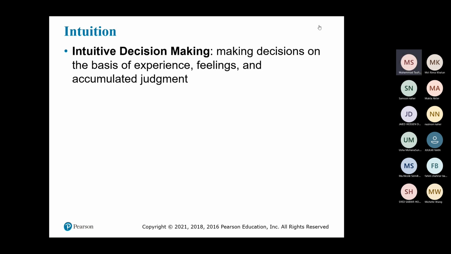Then there is another type of decision making where you only use your judgment. You use your feelings and your experience. You make the judgment based on what you already experienced before. That is intuitive decision making. So you make decisions based on your intuition, your feeling, and what you already experienced before. That is intuition decision making.